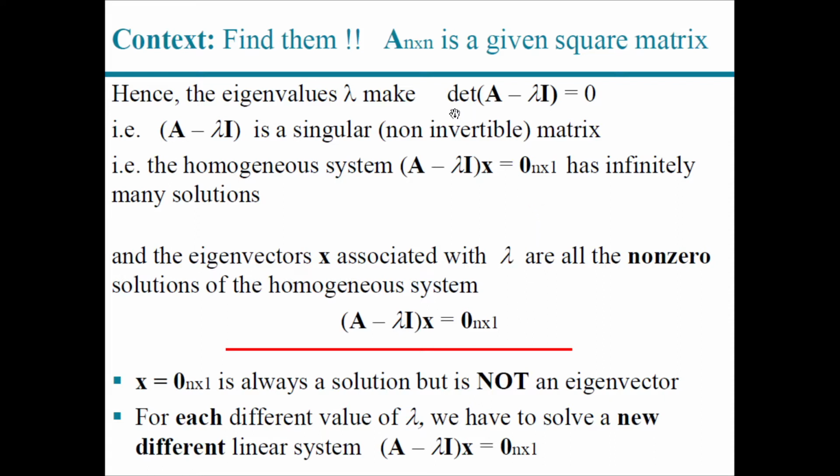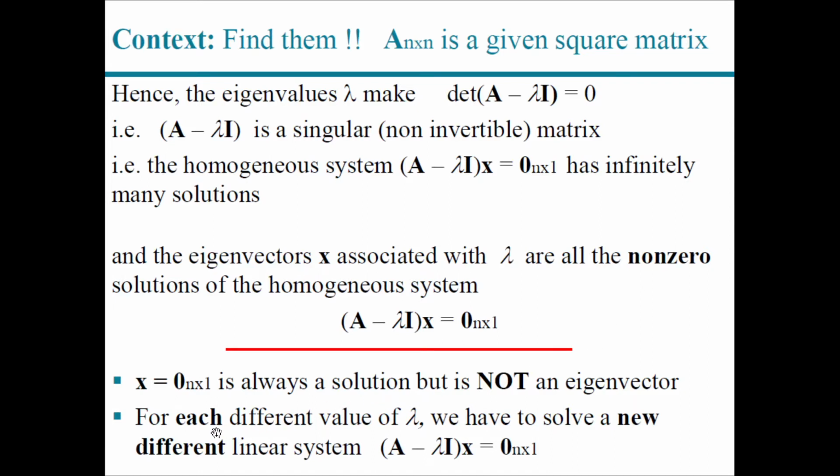To find lambda, I need to make sure that the determinant of this matrix here is zero. And then for each lambda, to find eigenvectors associated with lambda, I need to solve this system. Amazing. Again, x equals zero is always a solution. We know that. It's a homogeneous system, so zero is always a solution, but it is not an eigenvector. We are not interested in x equals 0 as a solution. We want non-zero solutions, because those are fun.